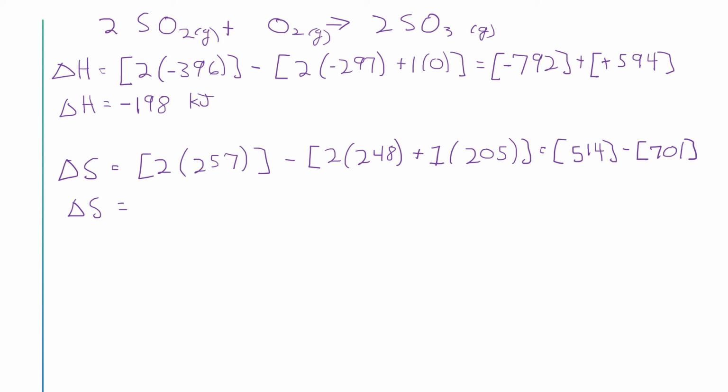I will get that delta S is equal to a negative 187. Now remember that entropy is in slightly different units. This will be joules per Kelvin, and I can see I've already forgotten my knots. Those should all be knots.